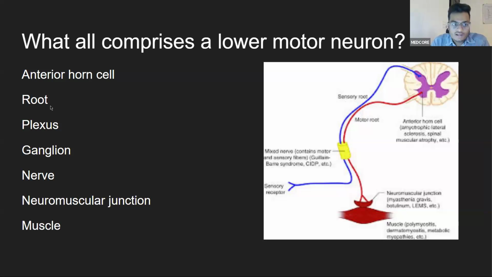For roots, we have radiculopathies. For plexus, we have plexopathies, similarly ganglionopathies, then peripheral neuropathy, we read in nerve. For neuromuscular junction, we have myasthenia gravis, and for muscles, we have myopathies. So now you know all the disorders from the element and how will you localize them. The approach we are going to read now.